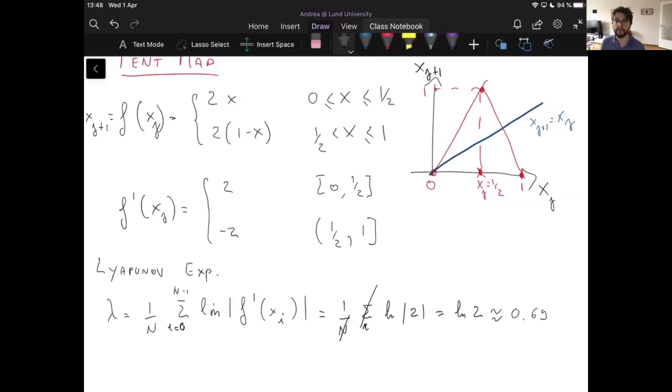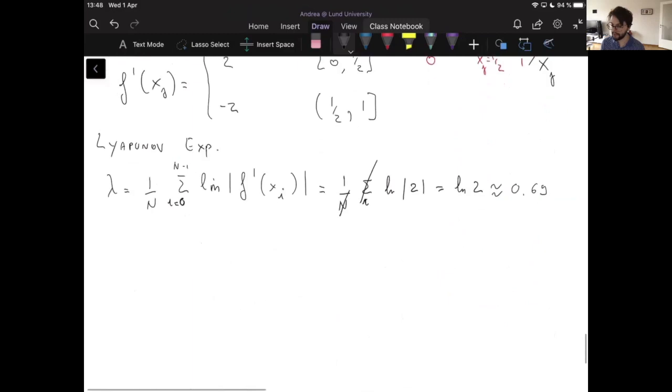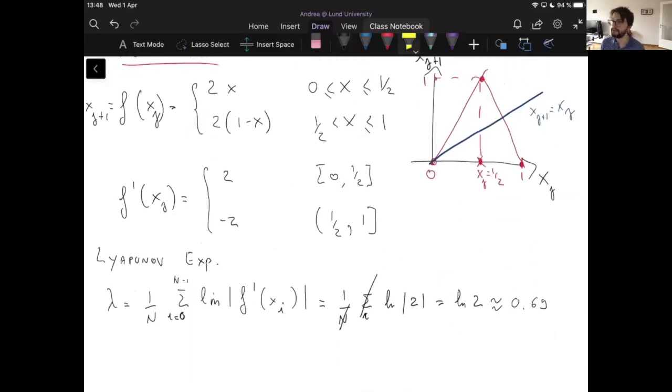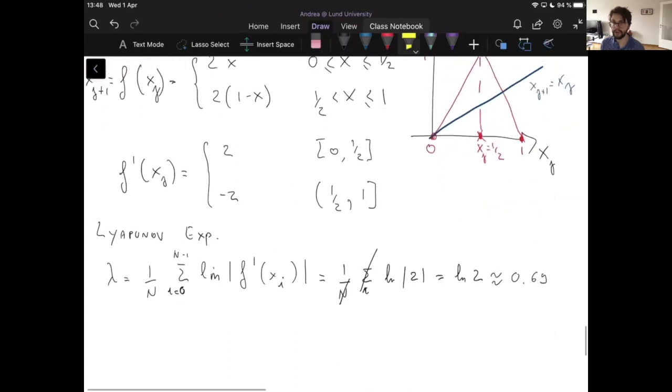The screen sharing is paused. Is it? I'm not doing anything, sorry. I'm just talking. So, no, it's not paused.